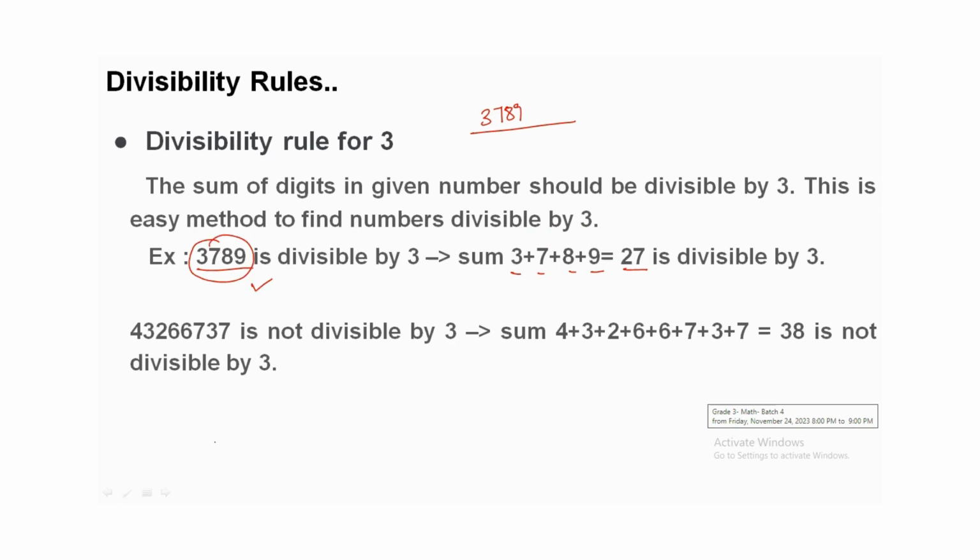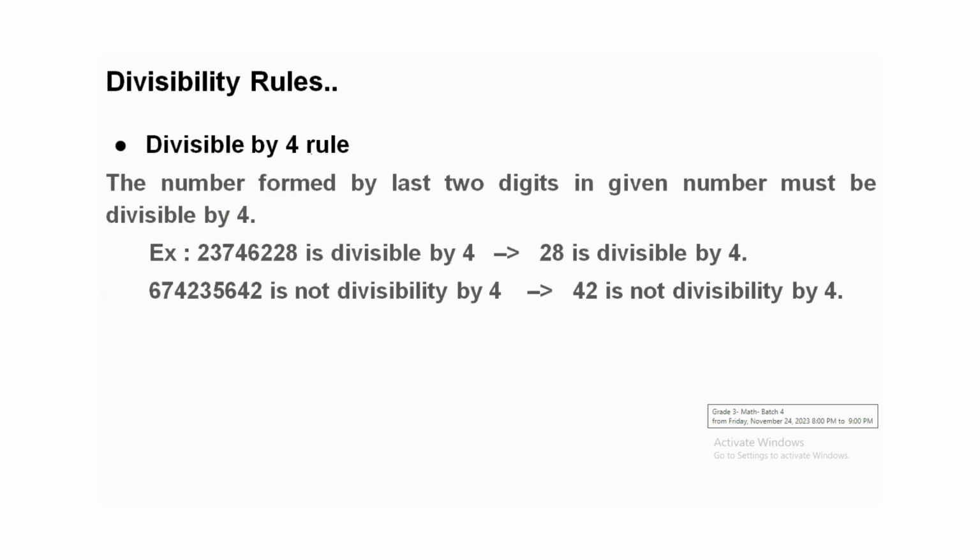Correct. Now, let me take another example, which is 432667037. If I need to check whether this number is divisible by 3 or not, I will add all the digits, and after adding all the digits, I get 38 as the sum. Now I need to check whether 38 is divisible by 3 or not. So 38 is not divisible by 3, which means that particular number is also not divisible by 3. Understood? Okay. Now we are moving towards another rule, which is the divisibility rule for 4.